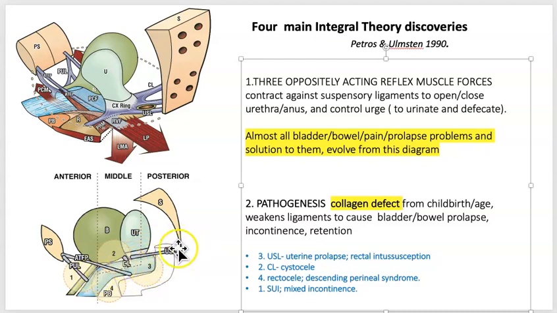There is the vagina, the rectum, bladder. Now, as the head, this is the circle, as it comes down, it can damage the uterosacral ligaments to cause uterine prolapse or anterorectal wall intussusception here, or further down, it can damage the cardinal ligament to cause cystocele, the bladder. Further down, it can damage the perineal body to cause low rectocele or descending perineal syndrome. And here, it can damage the pubourethral ligament to cause urinary stress incontinence.